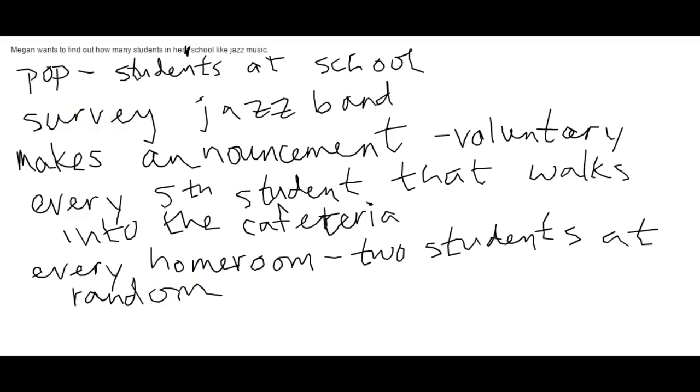Another example of a bad way to do the survey would be to survey all of the teachers. They're not even part of the group we want to be surveyed. So that's another example of a bad one. So this one can sometimes work depending on the situation, and then that one would work every time.